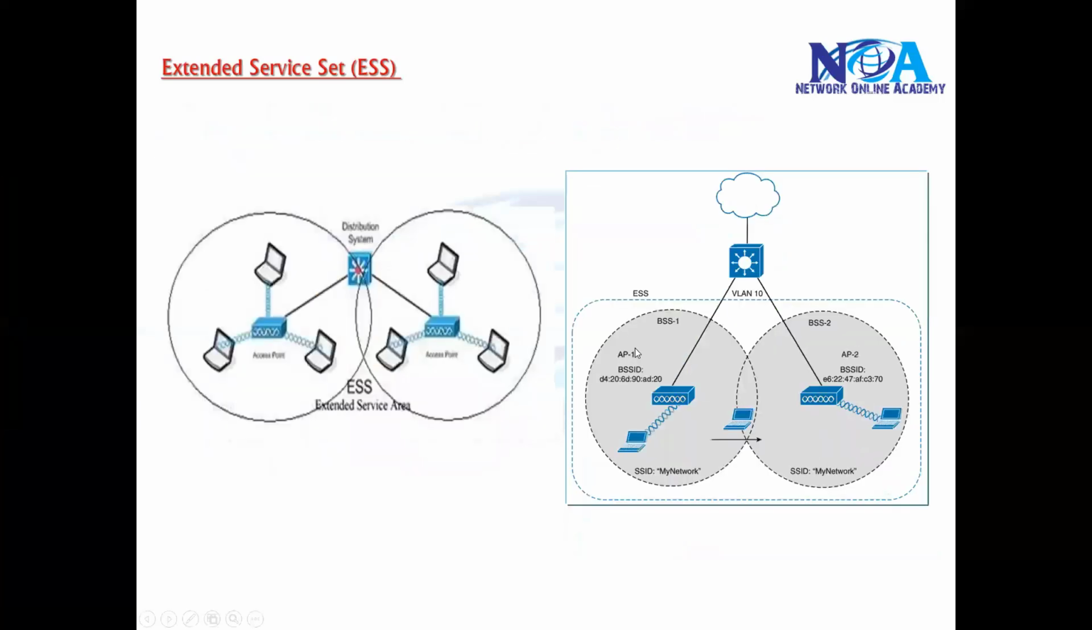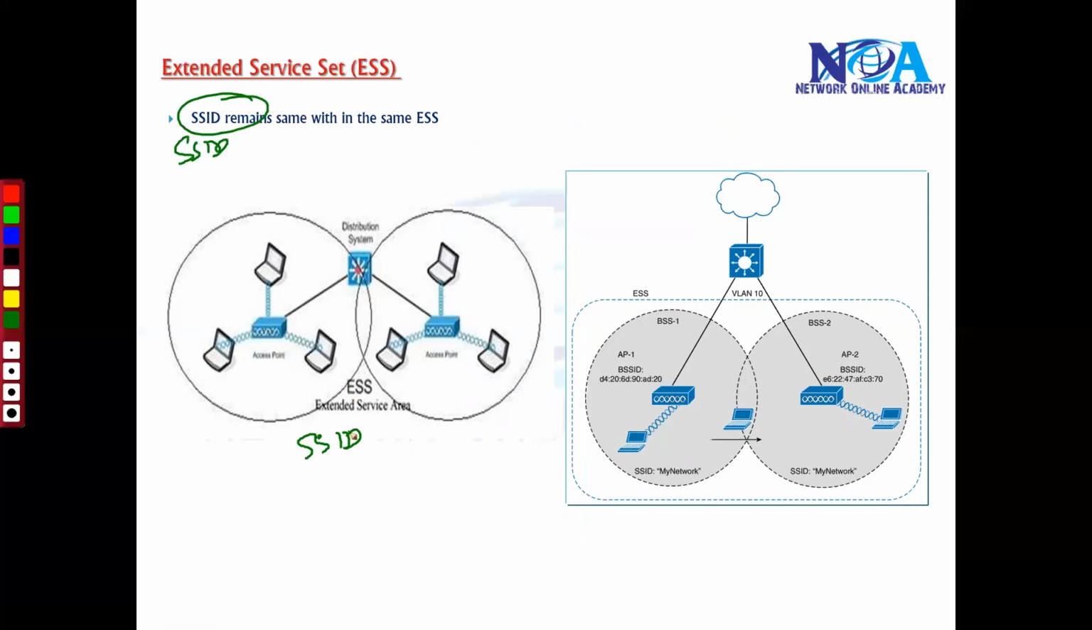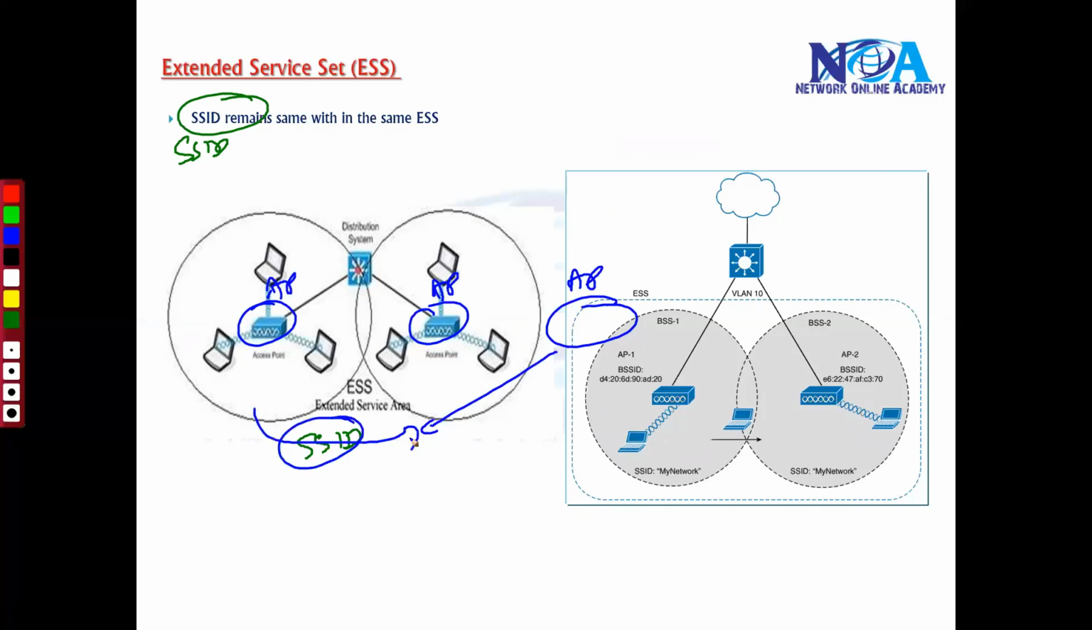And one more thing we need to know, that all the devices should be part of the same network. They must be using the same SSID. So the SSID remains the same, whether you are connecting to any access point, which means all these access points are configured with the same SSID. So when the user is moving from one access point to another access point or one region to another region, he still is a part of the network because the device is already configured to connect to that particular SSID.